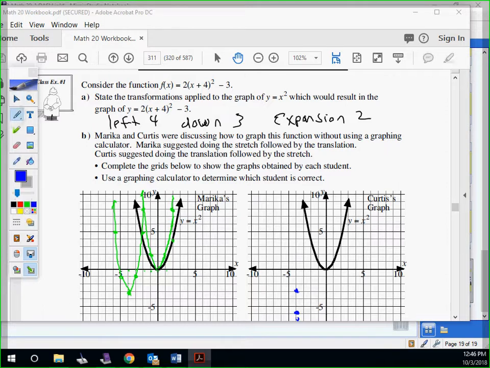Whoops, sorry, I'm off my pin. There. We're down 6, so there, and there. Okay, so Curtis's is not right. So anybody want to take a guess, or just what they think of why Marika's was a better option? Anybody want to take a shot? Why is hers right compared to this?